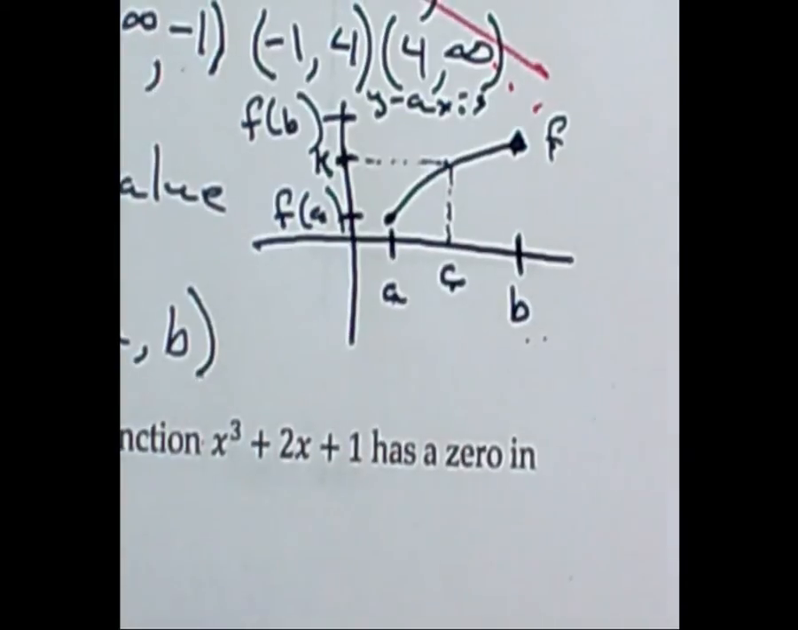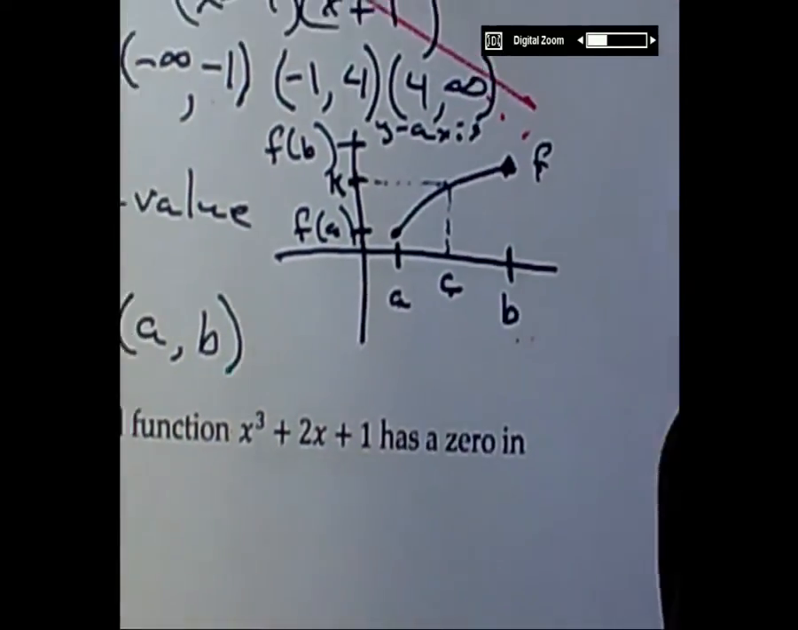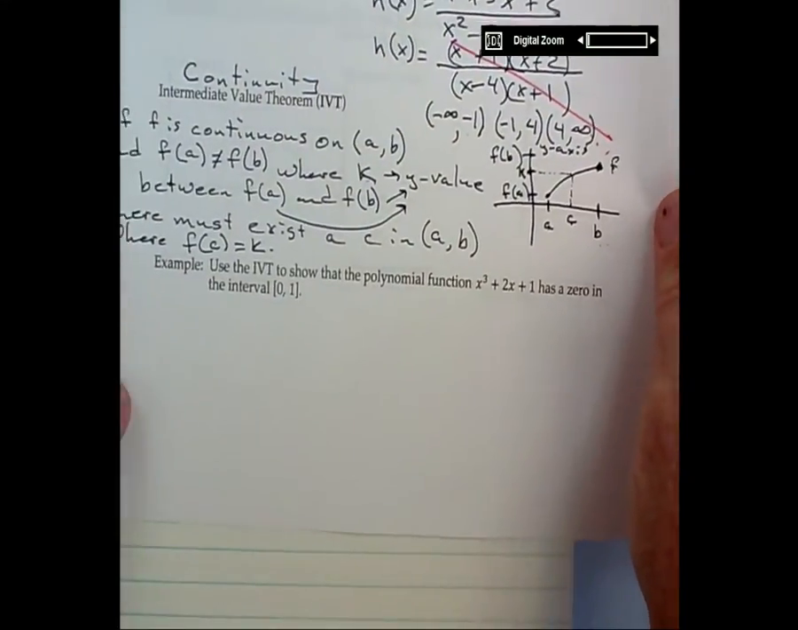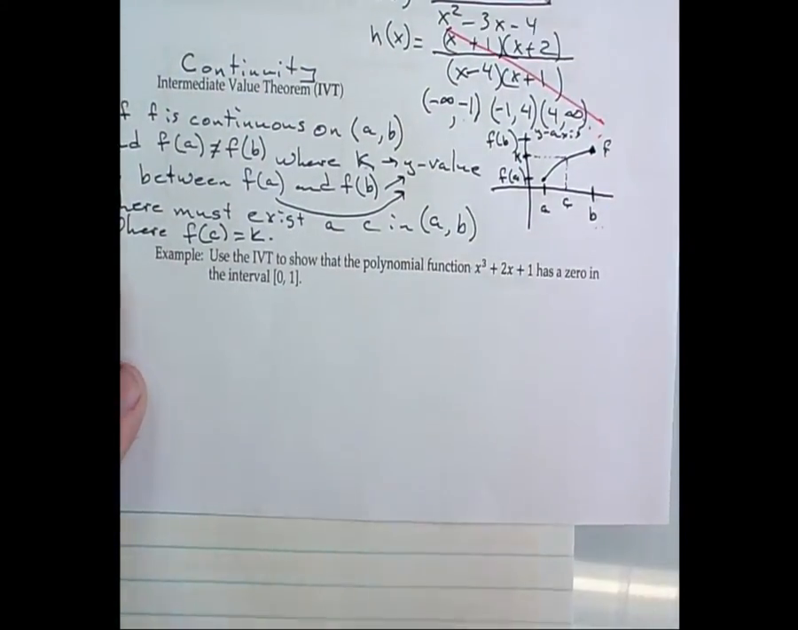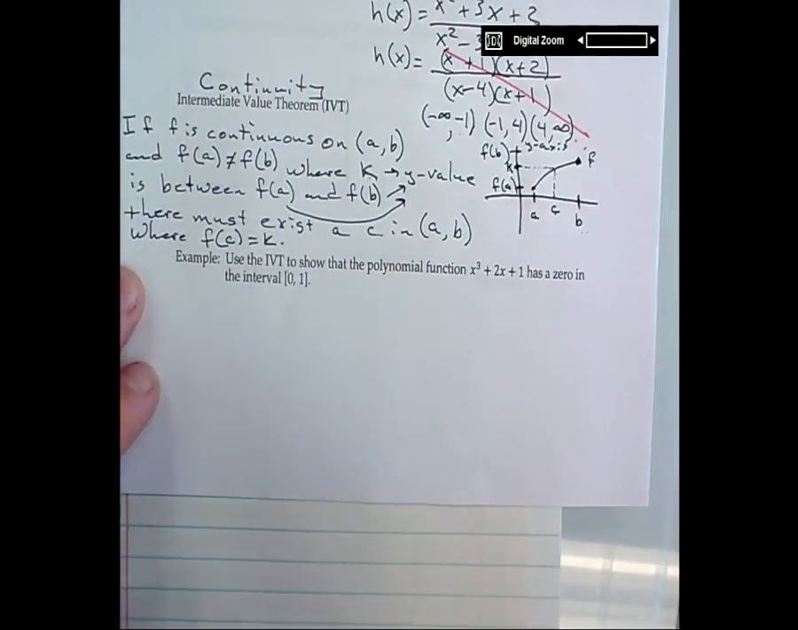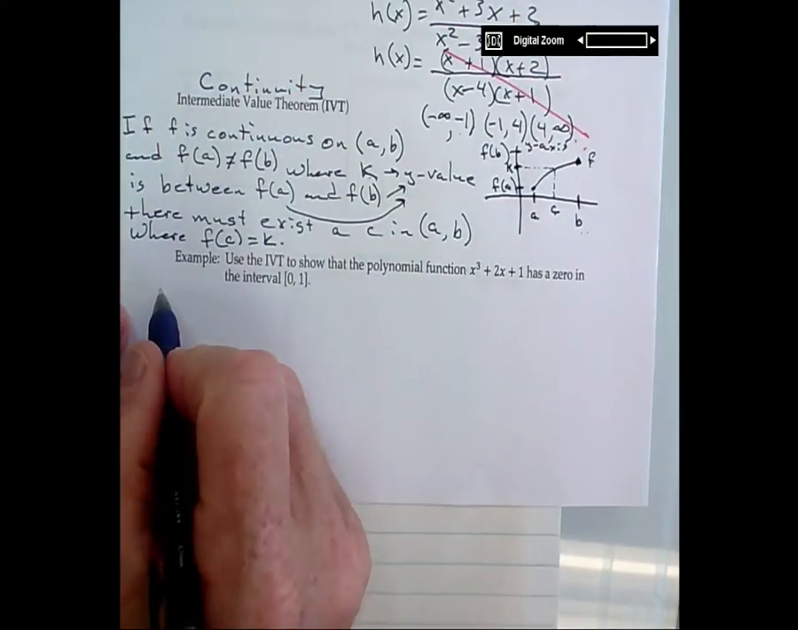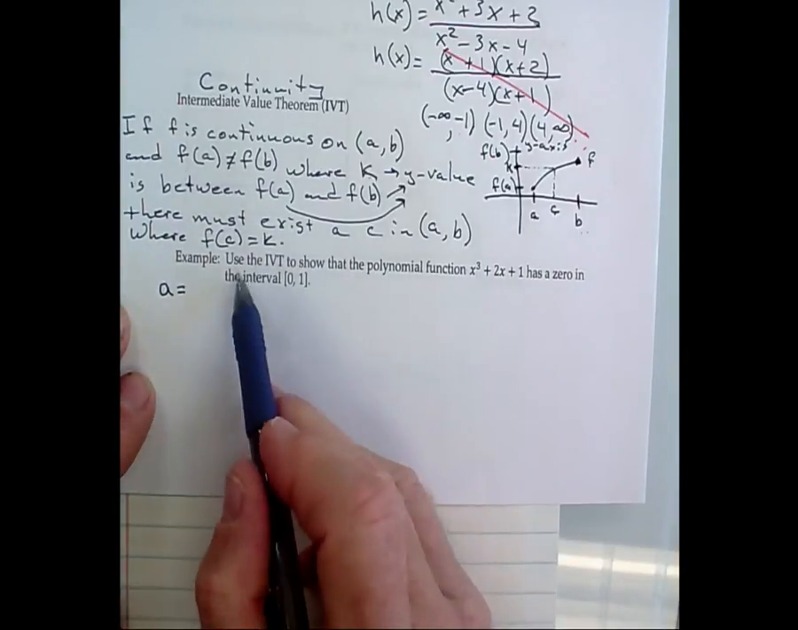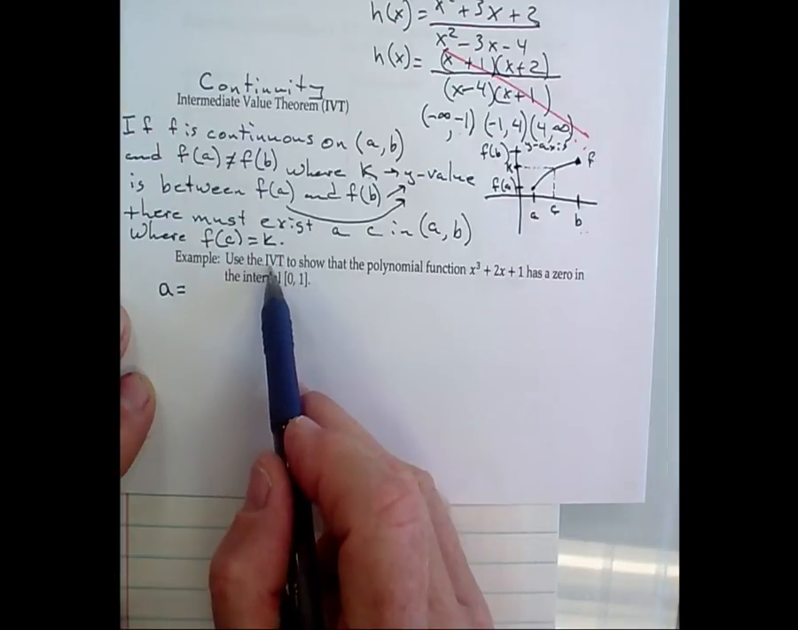So let's take a look at this. This is how I'm going to show it. Here's problem number 1. First thing I'm going to do, my first step, is to identify what a is. It says use the IVT, use the intermediate value theorem.